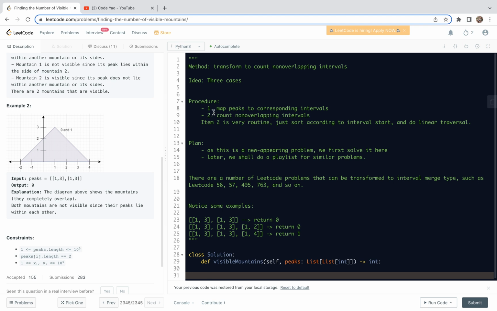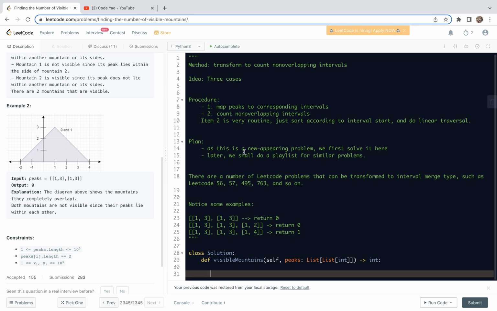So the procedure will be the following. We're going to map the peaks to the corresponding intervals, and then we count non-overlapping intervals. So item 2 actually is very routine. We just need to sort according to the interval start, and then do a linear traversal. But here, we need to do counting according to the problem requirement. So our plan here is the following.